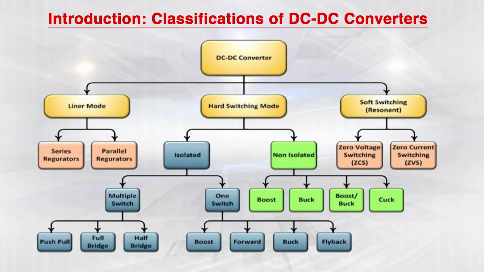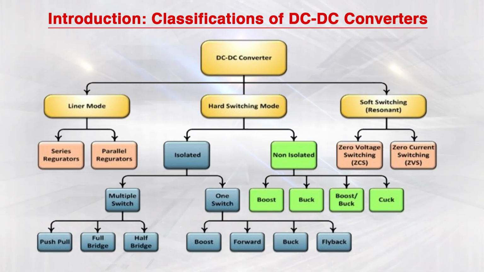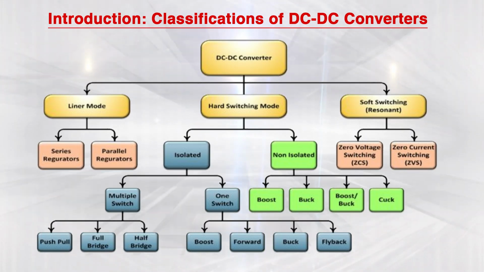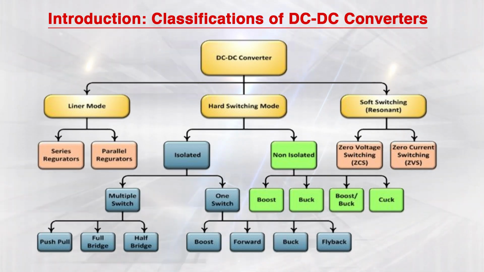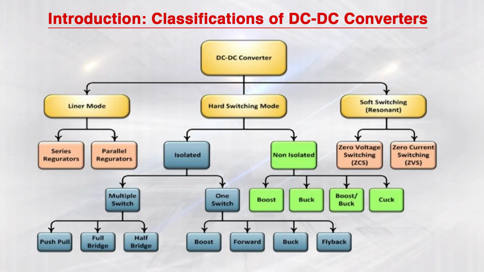So, let us see the classification of DC-DC converters. DC-DC converters are classified in three parts: linear mode, where they can operate as series regulators and shunt regulators. DC-DC converters are also classified depending on soft and hard switching mode. If you see the hard switching mode, they are categorized as isolated and non-isolated.